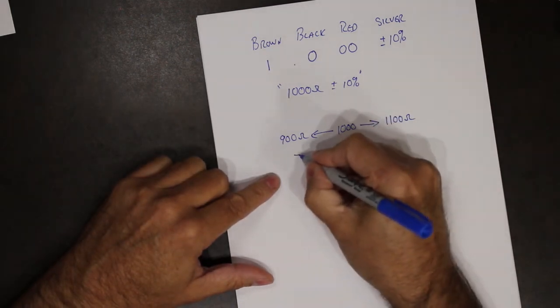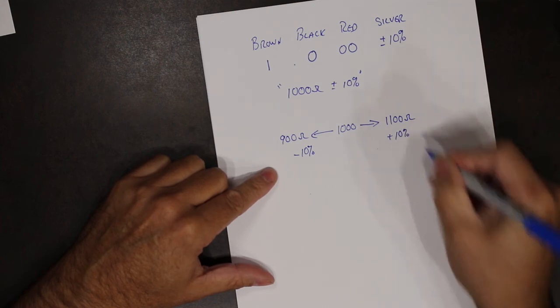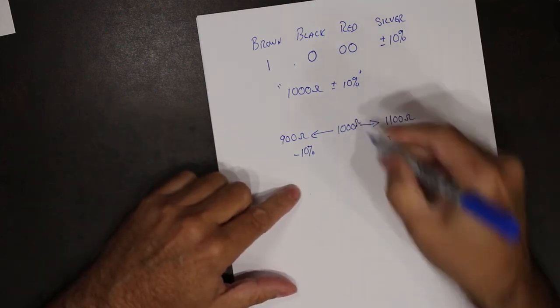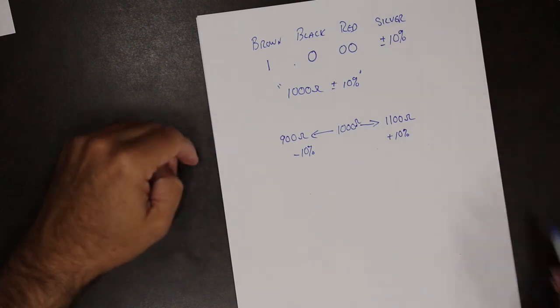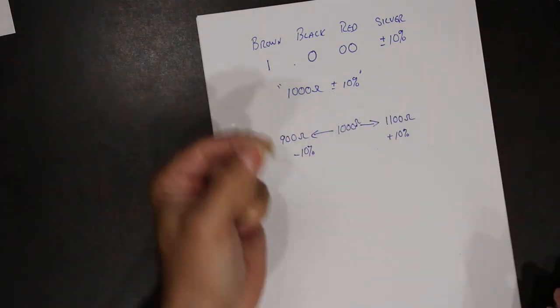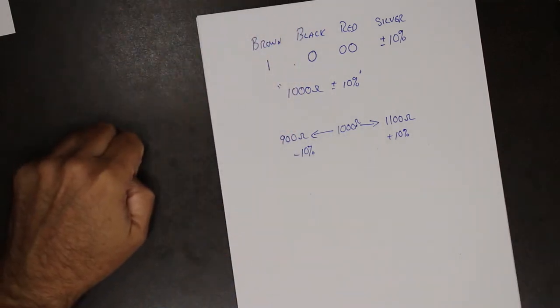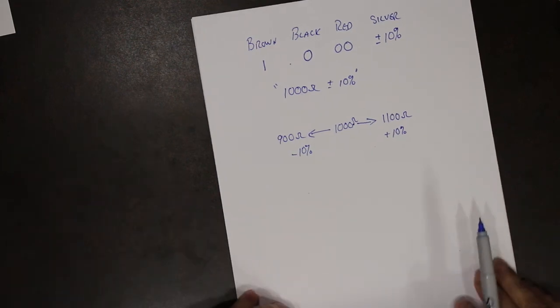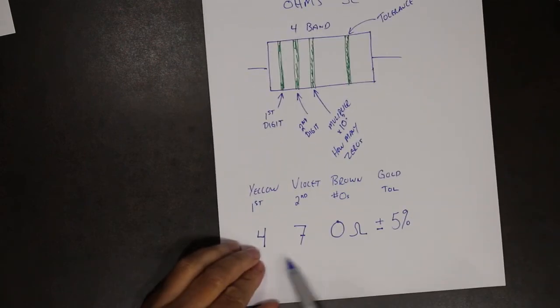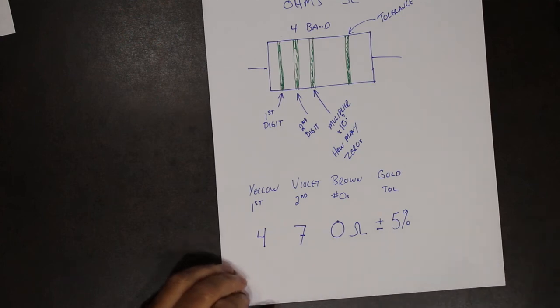So this is minus 10%, and this is plus 10%. So if I had a 1,000 ohm resistor at 10%, that means that the value of the resistor that you actually have in your hand would be somewhere between those values. So, if we went back to this example, 470 ohms, plus or minus 5%.